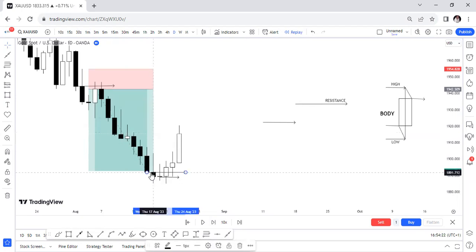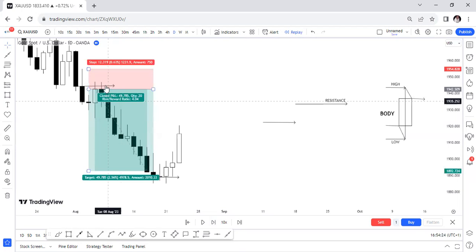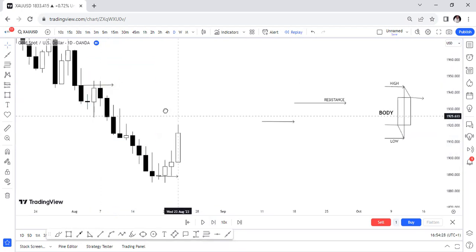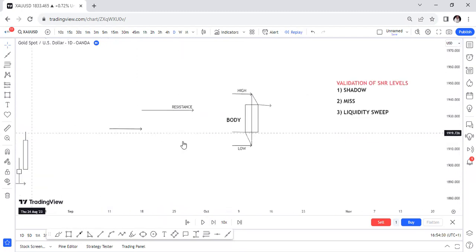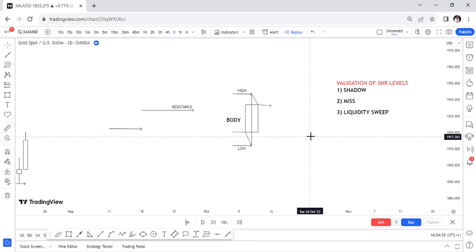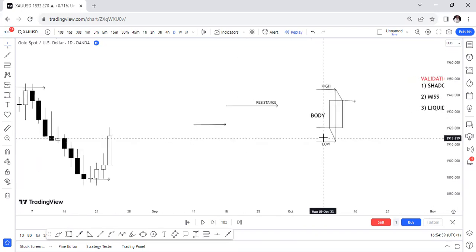So that's how to trade using your wick to validate an entry. You use the wick to validate a touch of SNR before you enter a trade. When we come back, we talk about the miss and the liquidity sweep. We could talk about that. So please, I want you to open up your mind.